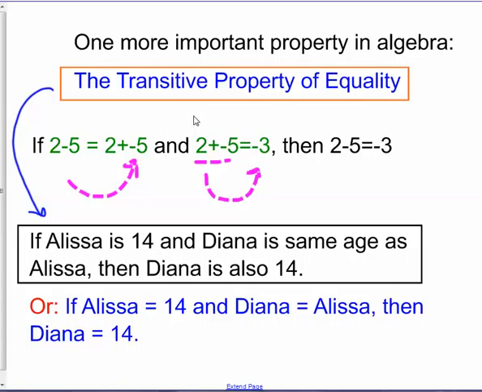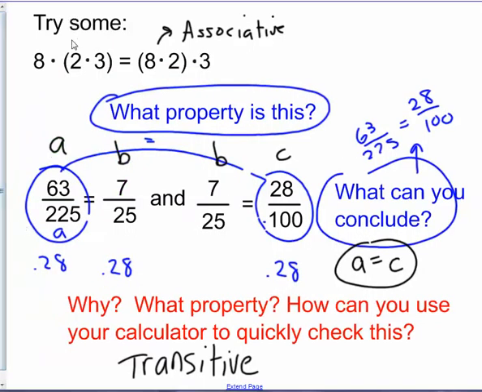One more important property was the transitive property of equality. What that means is if 2 times 5 is the same as 2 plus a negative 5, and 2 plus a negative 5 gives me negative 3, then 2 minus 5 is also equal to negative 3. In words, it's kind of like if Alyssa equals 14 and Diana is the same as Alyssa, then Diana is also 14, with just logical reasoning with words.